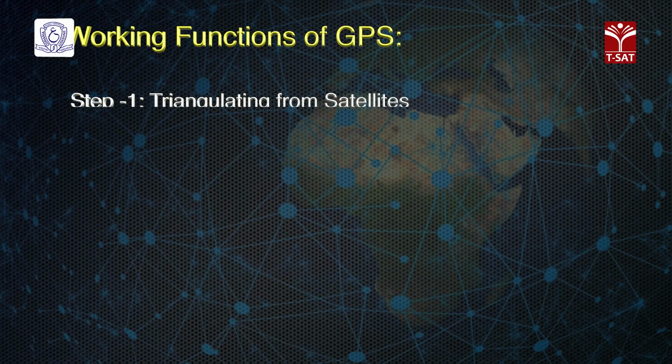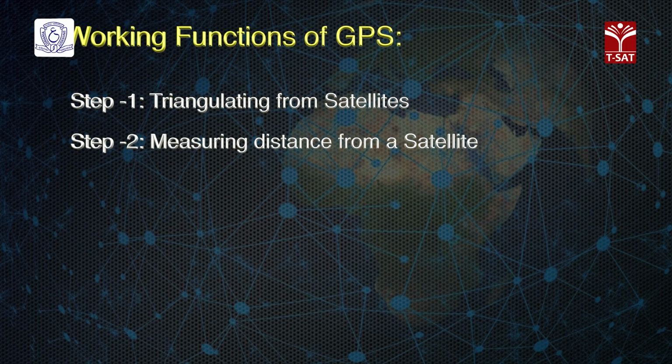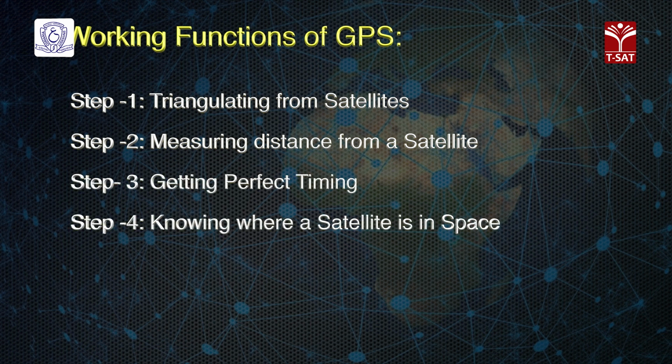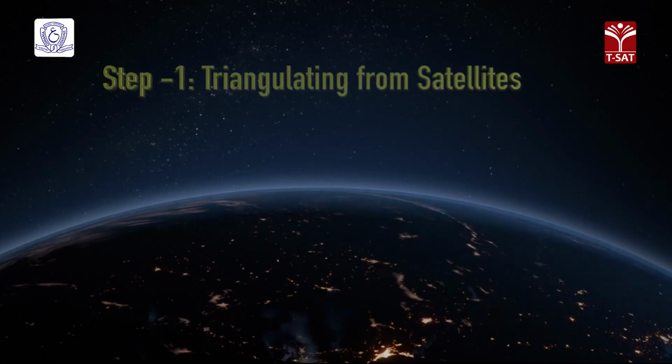Working functions of GPS. Generally, the functions of a GPS are completed in 5 steps. Step 1: Triangulation from satellites. Step 2: Measuring distance from a satellite. Step 3: Getting perfect timing. Step 4: Knowing where a satellite is in space. Step 5: Correcting errors.